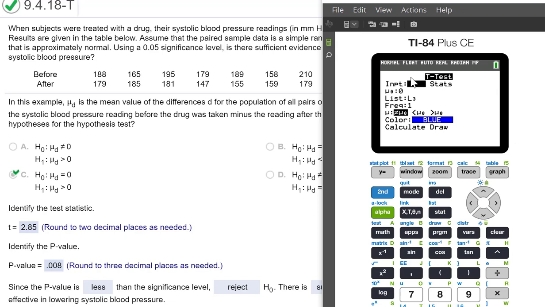It's data. Mu sub 0 is 0. List is L3, so make sure you have that at L3. Leave frequency at 1 and change mu to greater than. And then go to calculate. We get exactly the same thing we got when we ran StatCrunch. I really want to encourage you to use StatCrunch rather than TI. We have t equals 2.85 and the p-value 0.008. And again, it gives me quick summary stats of the sample mean difference, which is about 20.5, with the standard deviation.